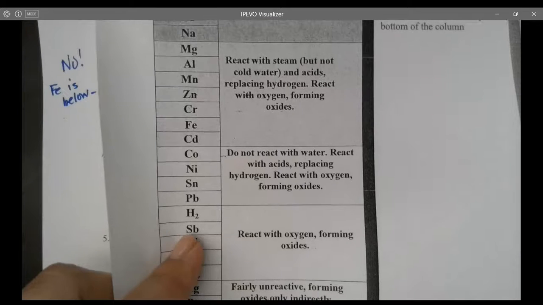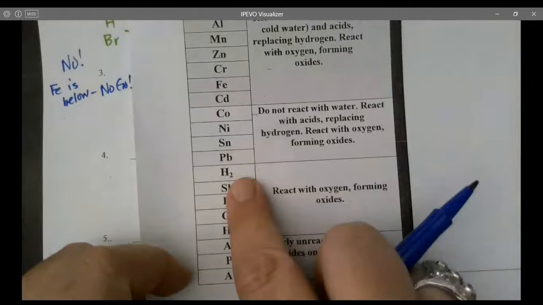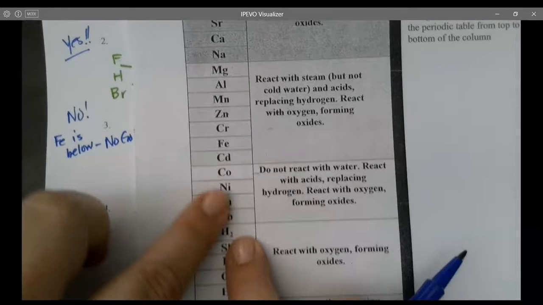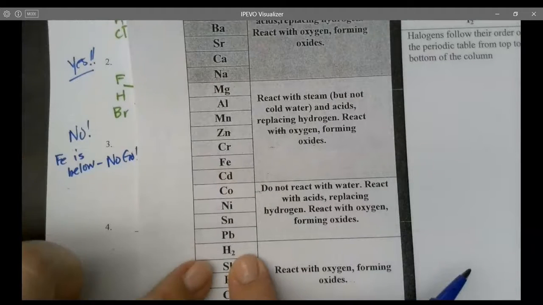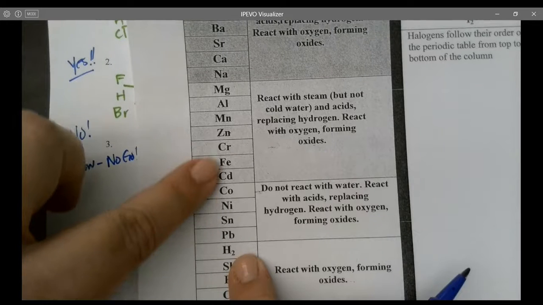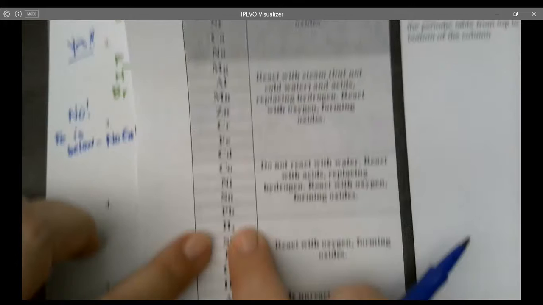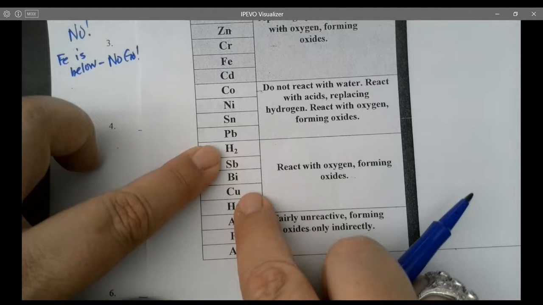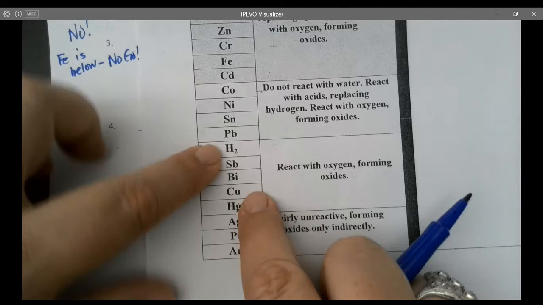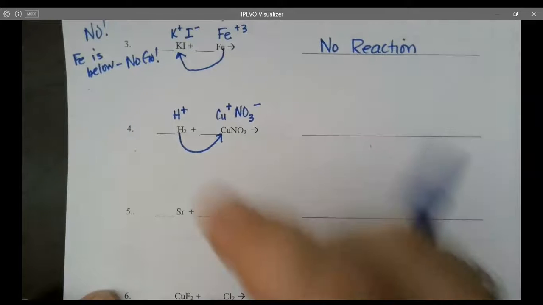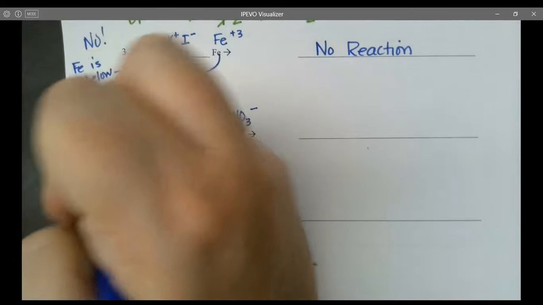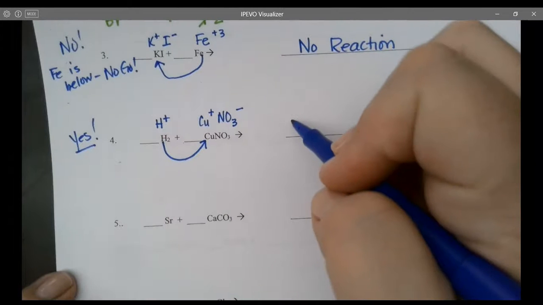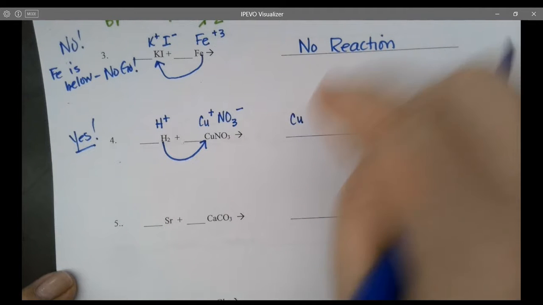So I have to find copper and hydrogen on the chart. Hydrogen is here, and copper... Where is copper? Copper is down here. So hydrogen is above copper, okay? So this can happen. So this is a yes. Okay, so hydrogen can kick copper out. So copper is going to come over here.